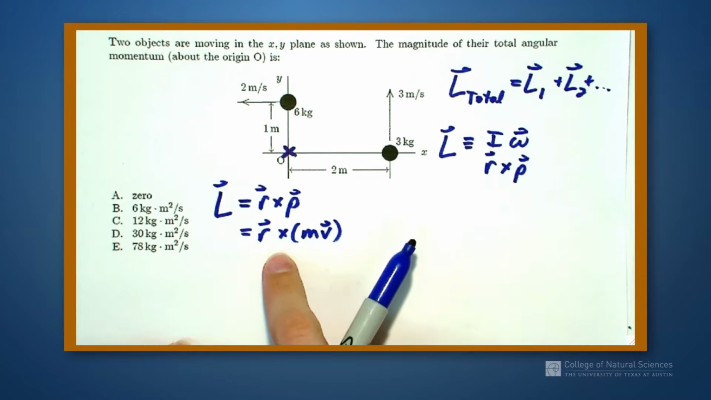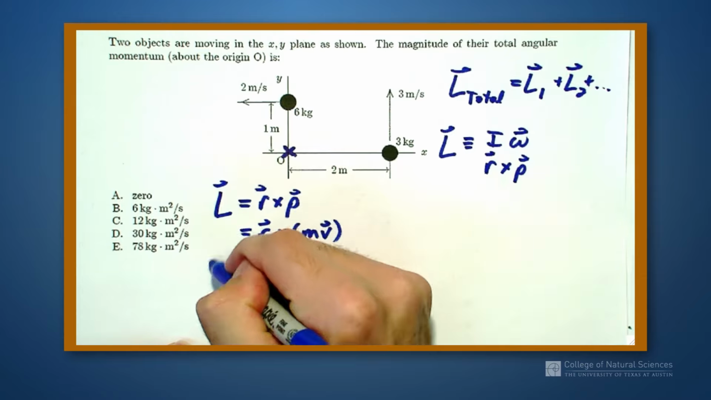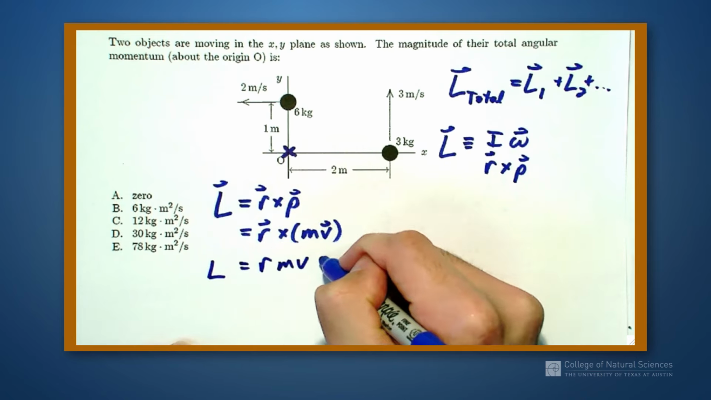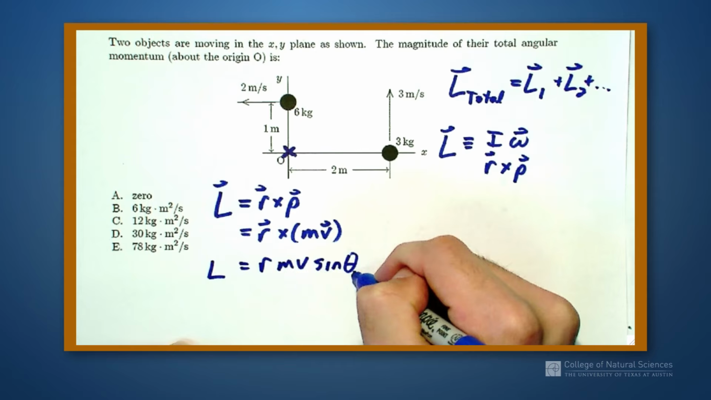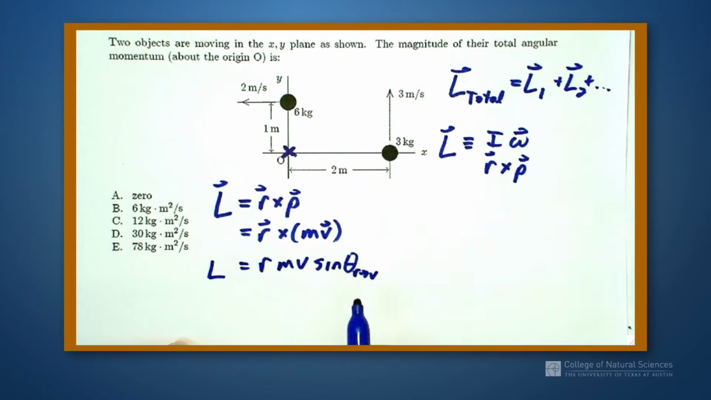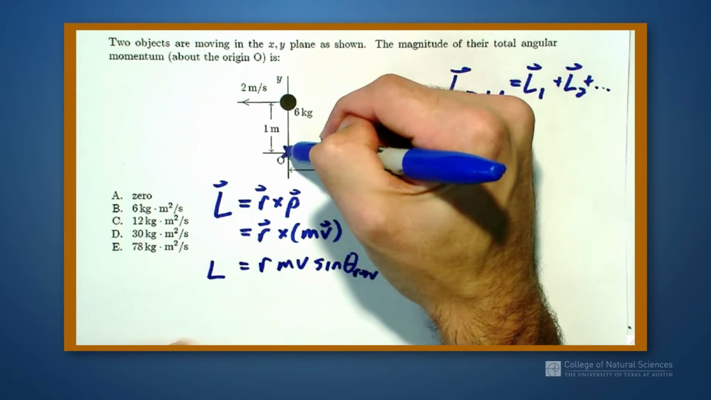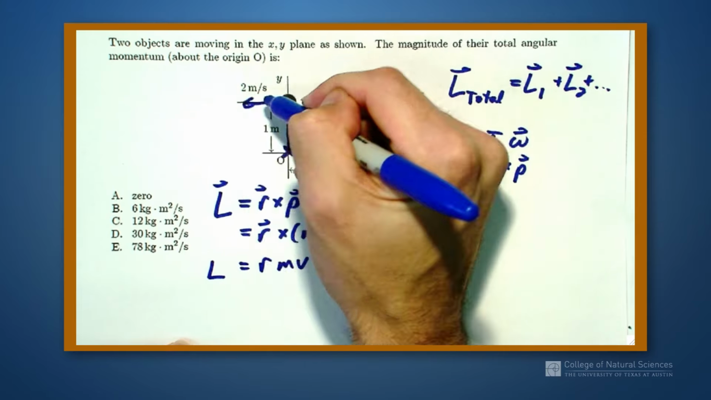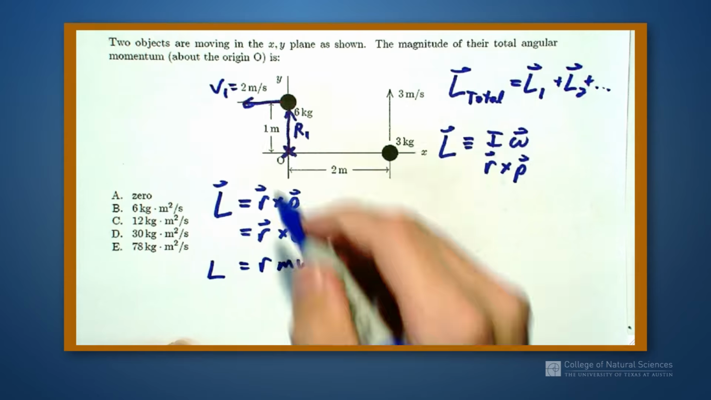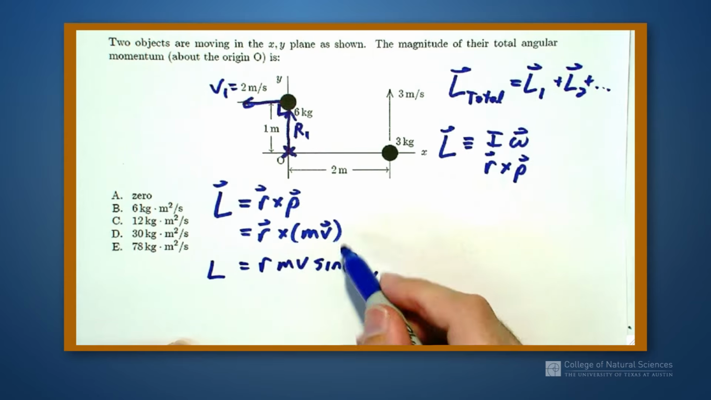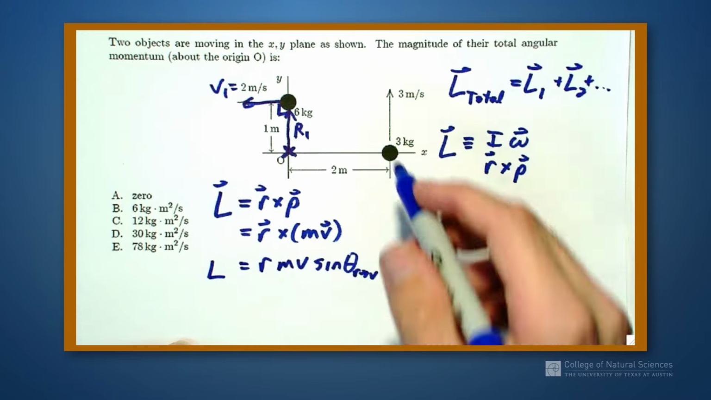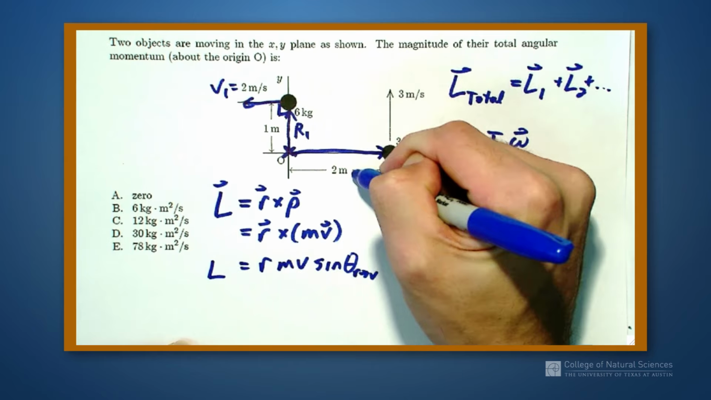And I need to know that the magnitude of this value is going to be r mv times the sine of the angle between r and v. Well, one of my r's points straight up. R1 points straight up, and V1 points straight over, and they're at 90 degrees. So this angle right here is going to be 90 degrees. The sine of that angle is going to be a value of 1. That makes it nice.